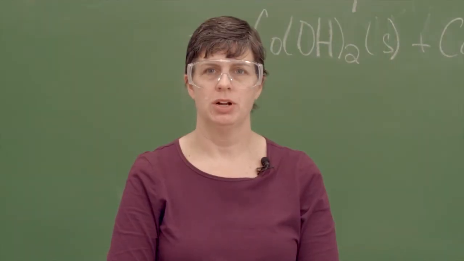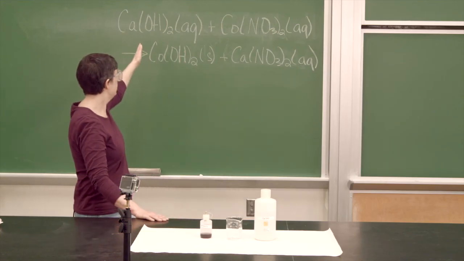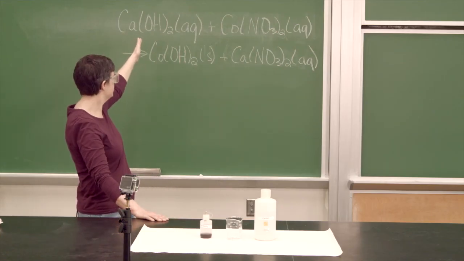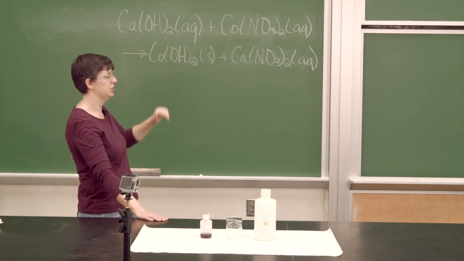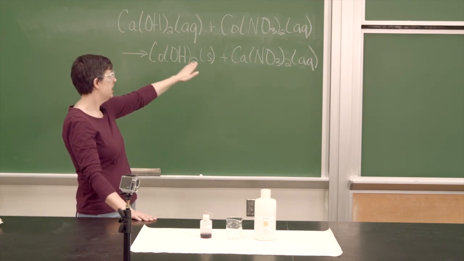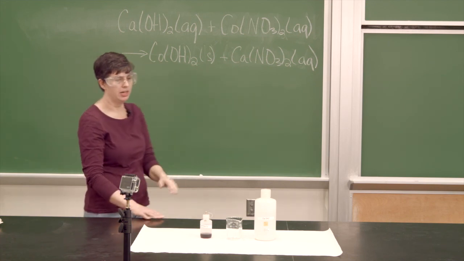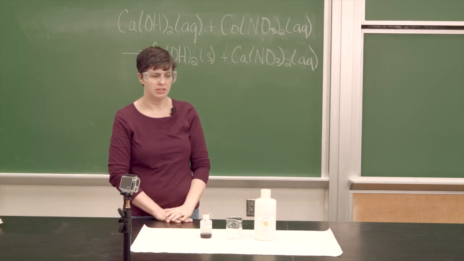In this reaction, we're going to look at the formation of a precipitate. When we look at two aqueous solutions, in this case we have calcium hydroxide, which is an aqueous solution, and cobalt nitrate, which is an aqueous solution. They are going to react to form solid cobalt hydroxide and aqueous calcium nitrate. So we're actually going to see the solid forming from these two aqueous solutions.